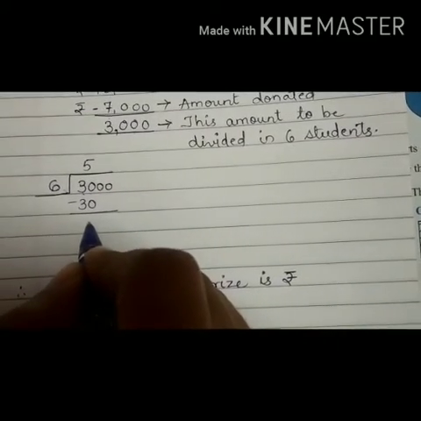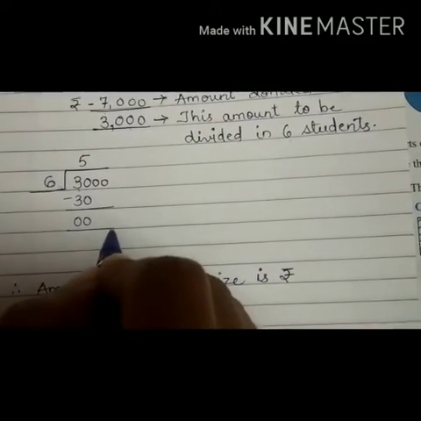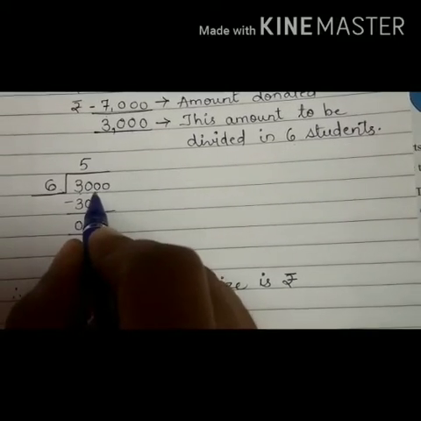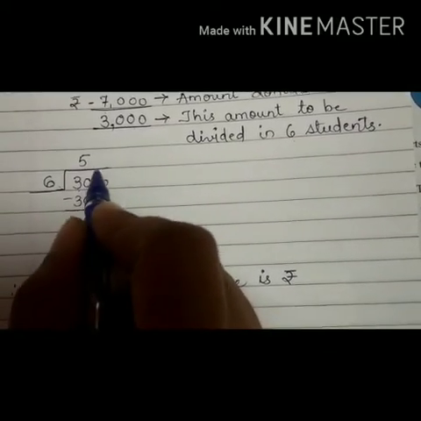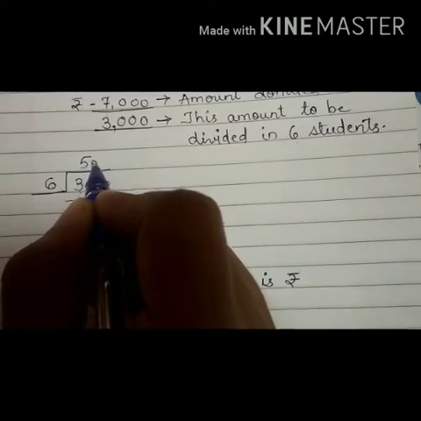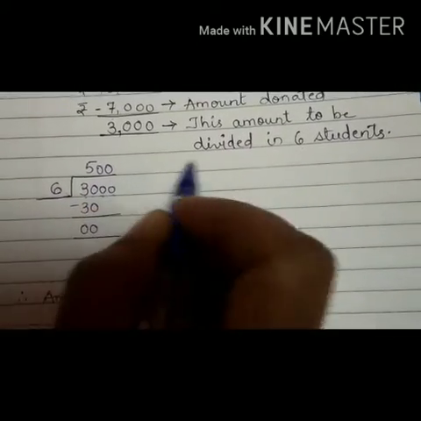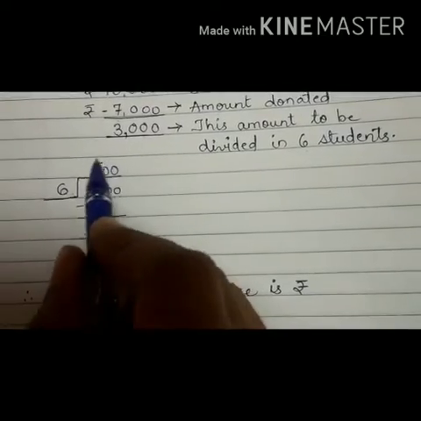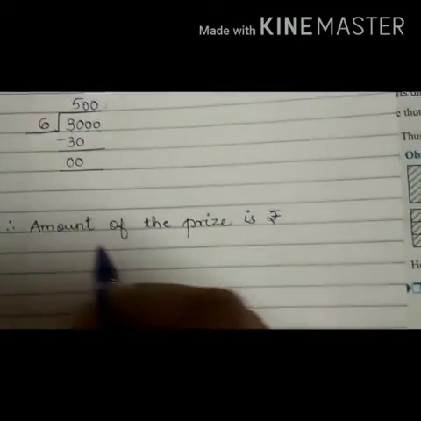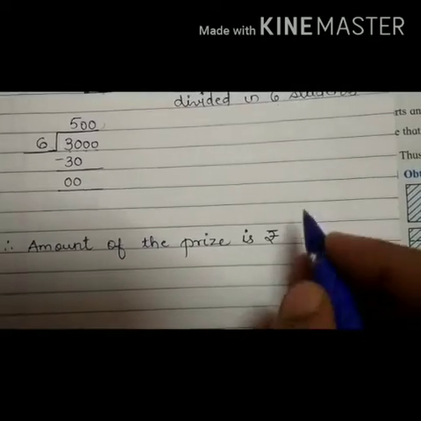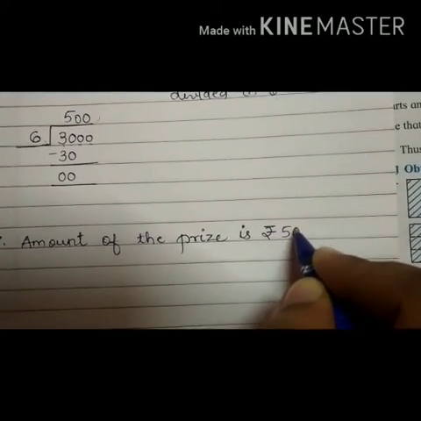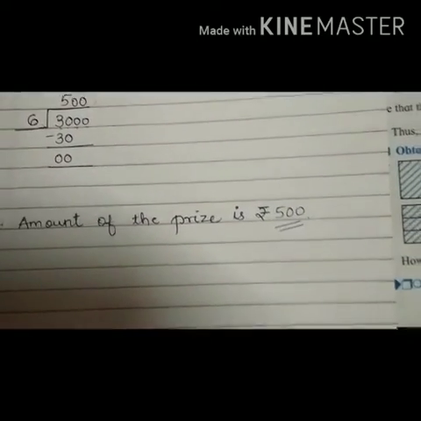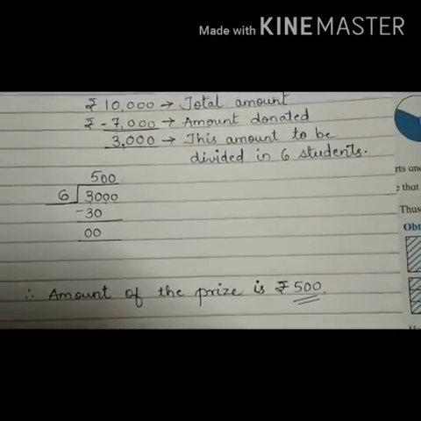So 30 minus 30, your answer is 0. Now these 2 zeros which are left out, you have to write down in the quotient. So that means each student will get how much money? That is 500. So the amount of the prize is 500 rupees for each student.